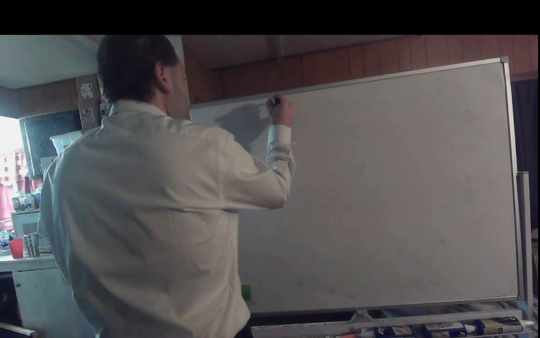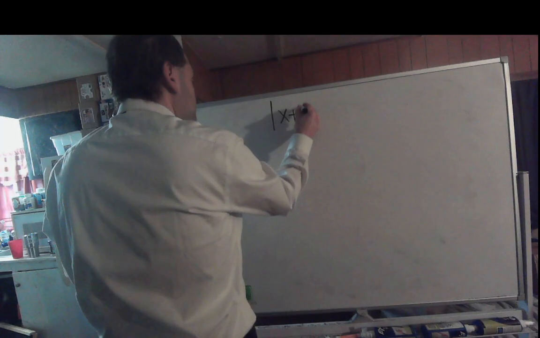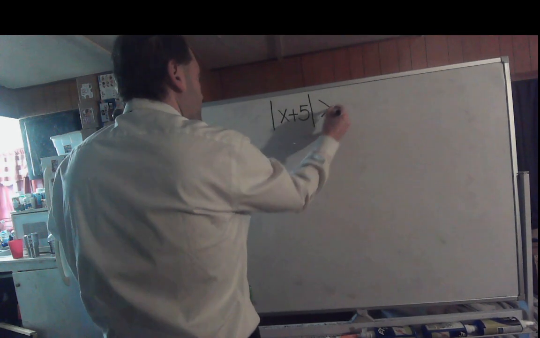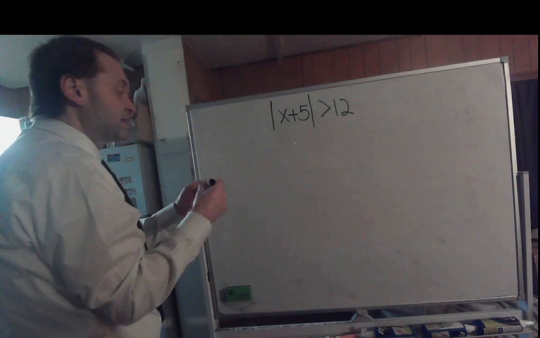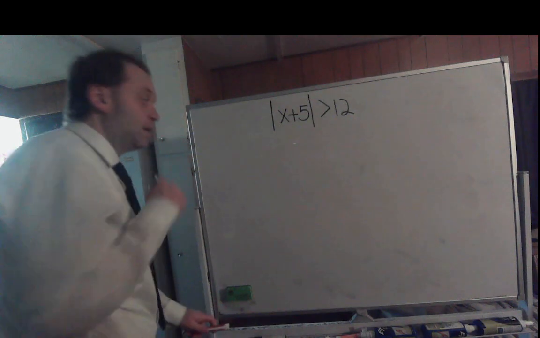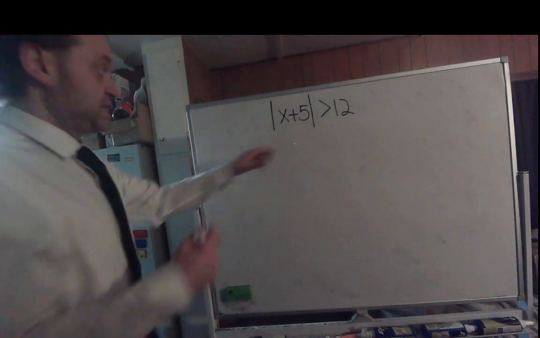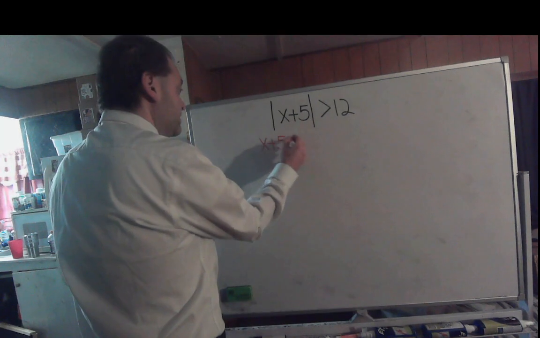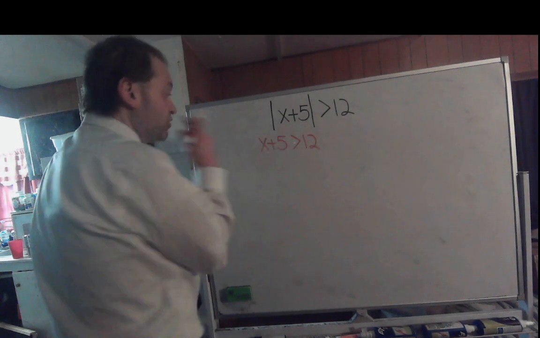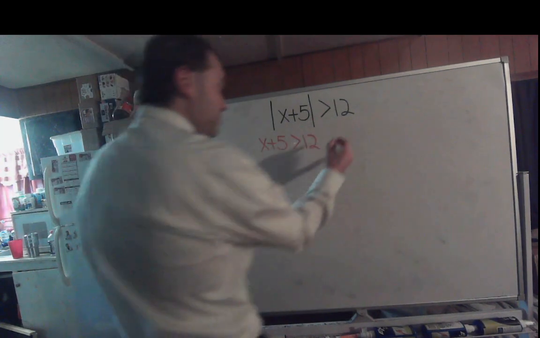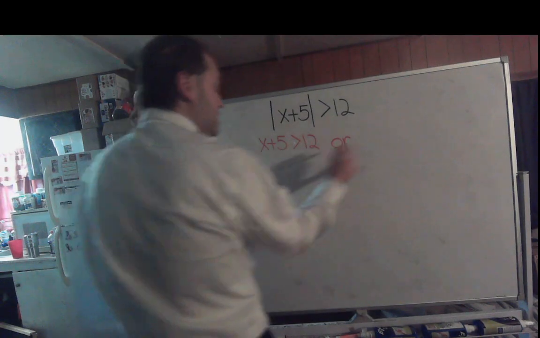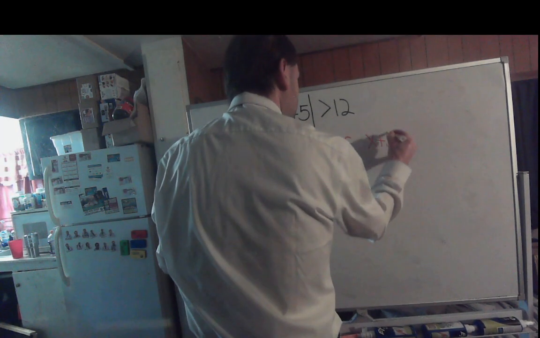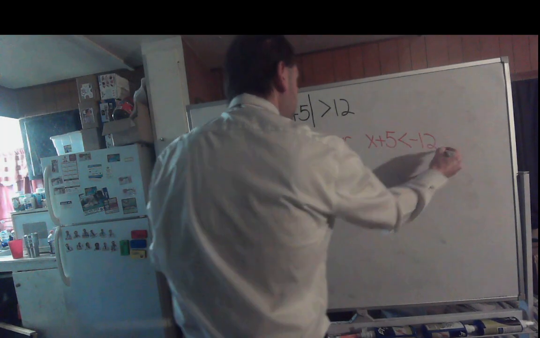Alright, so what if, this will be easy. So we have the absolute value of x plus 5 is greater than 12. So the absolute value of x plus 5 is greater than 12. Well, of course, you're going to have two inequalities then. You'll end up having, of course, x plus 5 is greater than 12. So remember, greater, or you'll have that x plus 5 is less than negative 12.